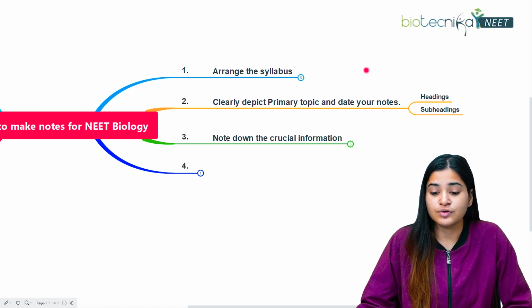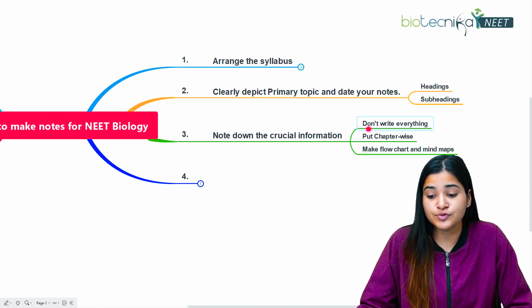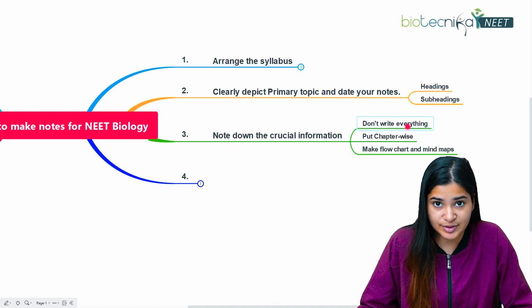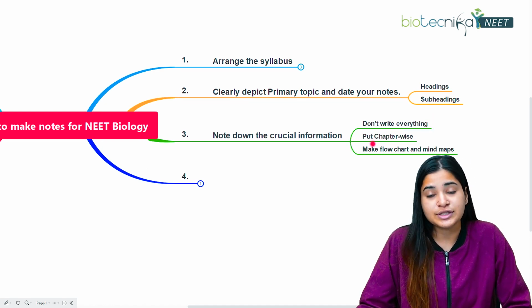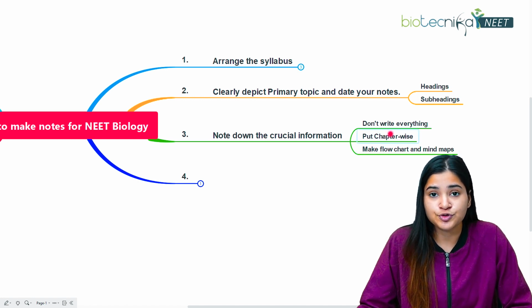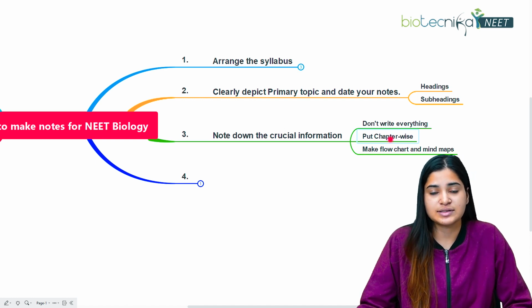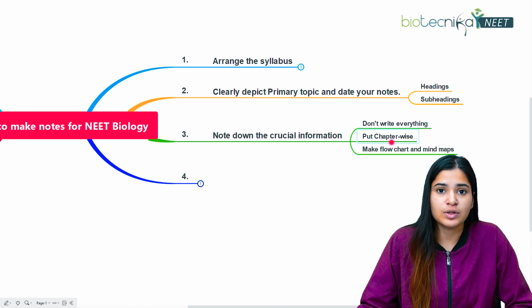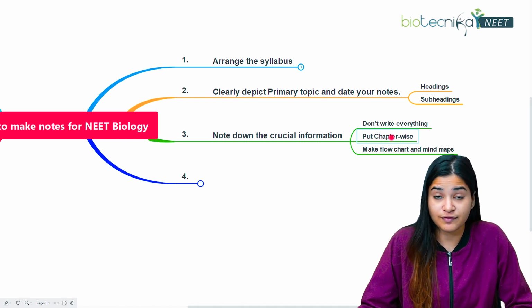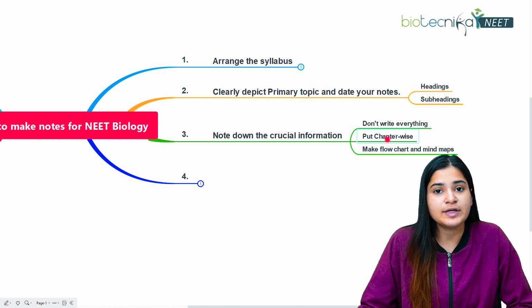All right, so that means you don't have to write everything that is mentioned in the textbook. You should make your notes chapter wise, and the crucial information should be organized chapter wise. So let's say if you're studying one chapter, you are only putting the crucial information of that chapter into your notes, so it will be easier for you to prepare notes based on the information that you're getting.